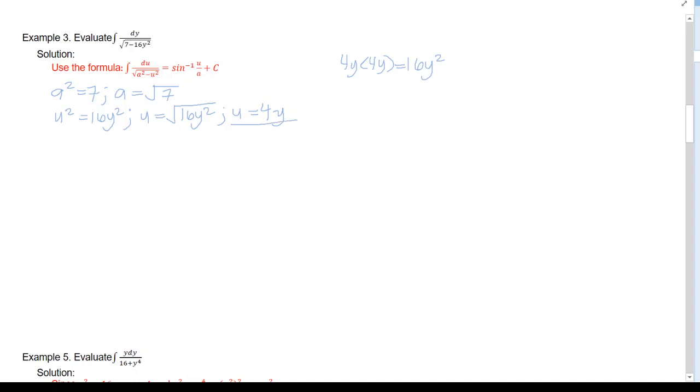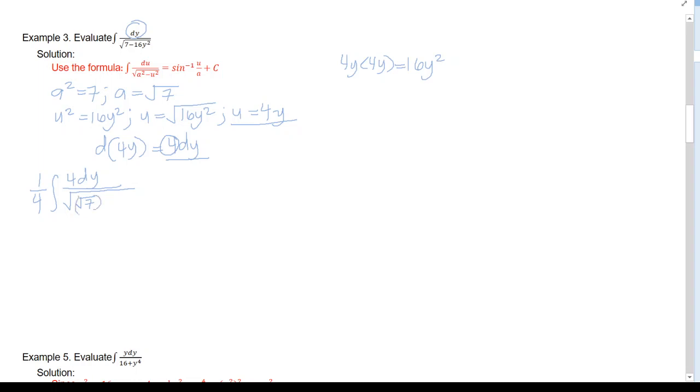For this one, we get the differential. The derivative of 4y is 4 dy, and it doesn't satisfy the numerator. Since that is in dy, we have 4 here, so we have to manipulate our equation again. So that will become 1/4 the integral of 4 dy all over the square root of, for your a, there is already the square root of 7.